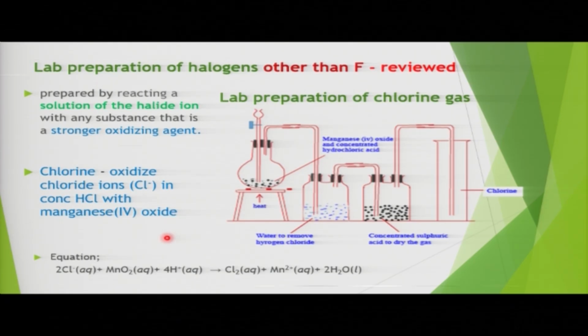Fluorine is prepared by electrolysis because there is no other oxidizing agent other than itself. So you don't have any component that can oxidize fluorine or the fluoride ion. In this way, it is prepared by electrolysis. That is what we covered in the last lesson.